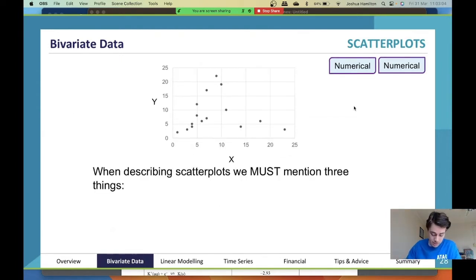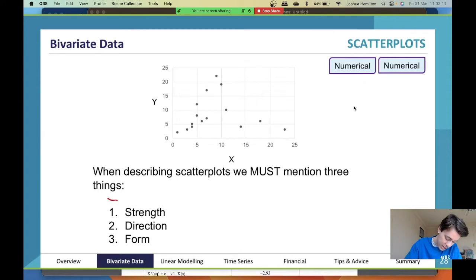So when describing scatter plots, we go 3 key features. Again, there is a 4th key feature, and that is context. You must always give context. So I'm going to give context first, but for here, we're just going to discuss really these 3 other features, which are strength, direction, and form.